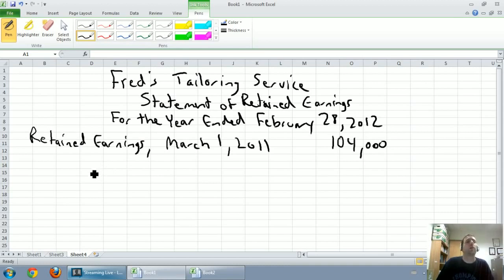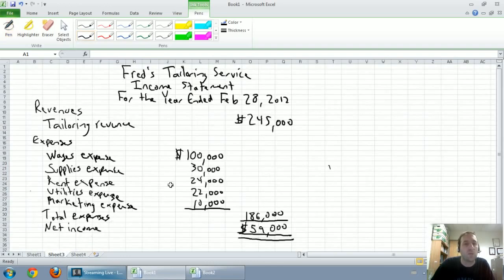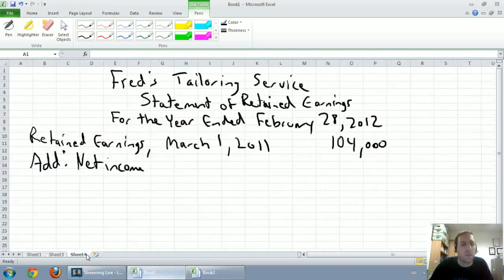Our retained earnings is $104,000. And we said we're going to add to that our net income. If we had a net loss, we would deduct it, but because it's net income, we add it. I actually like to write the word add. You don't have to. It's just a stylistic choice. Our net income comes from our income statement that we prepared earlier, and our net income was $59,000. So let me fill that in. Net income of $59,000.